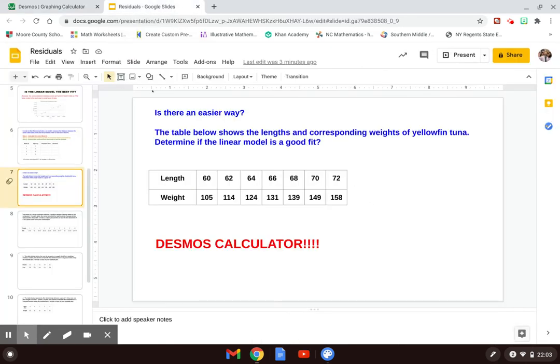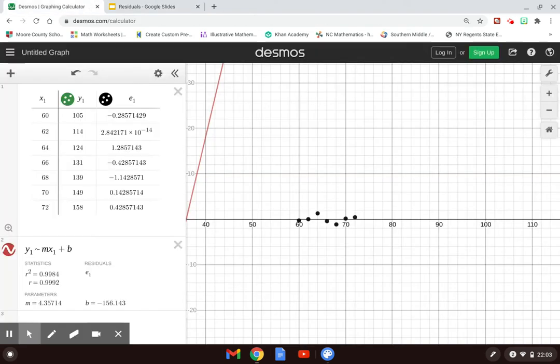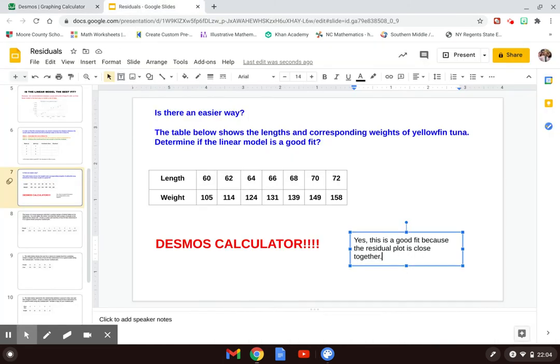So what we'll just do is insert another text box and say, yes, this is a good fit because the residual plot is close together. Okay? So when you see a residual plot that looks something like this, that means that linear model is a good fit of your data. So we should use a linear model for that particular data set.